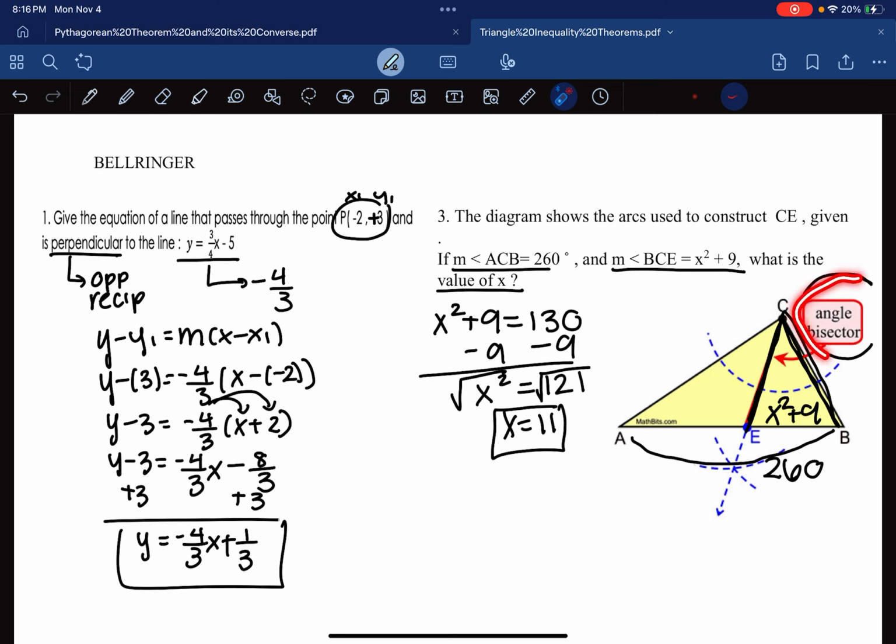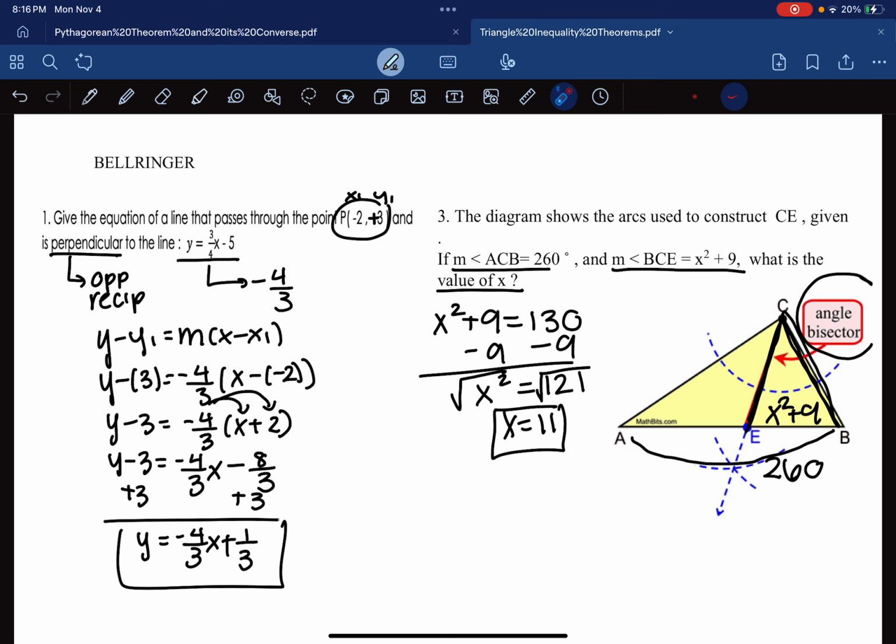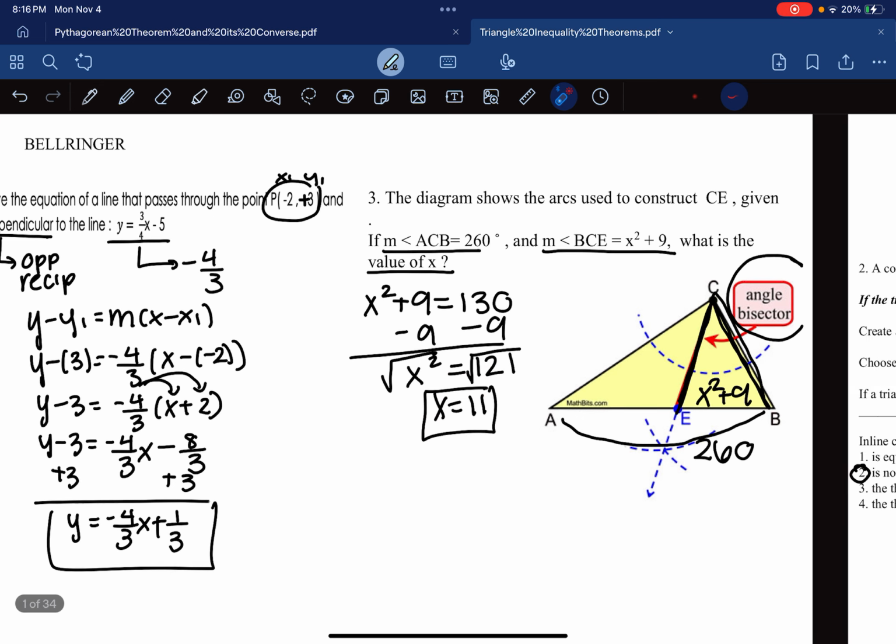For the one here, we're talking about an angle bisector, which means it's cutting this angle in half. So half of 260 is 130. So we can set x squared plus 9 equal to 130. Subtract 9, find the square root, and x equals 11.